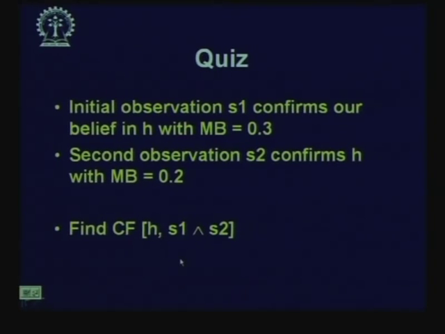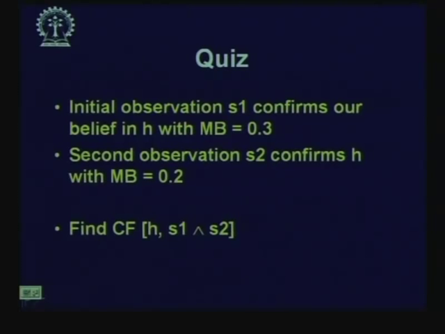Now, it is time for a quiz. It is a very simple quiz, and you take it down. You will have to compute this. Suppose we are trying to confirm some hypothesis H. Please note it down. The initial observation is that S1 confirms our belief in H with a measure of belief 0.3. That means there is some rule like this: S1 implies H with certainty factor 0.3.